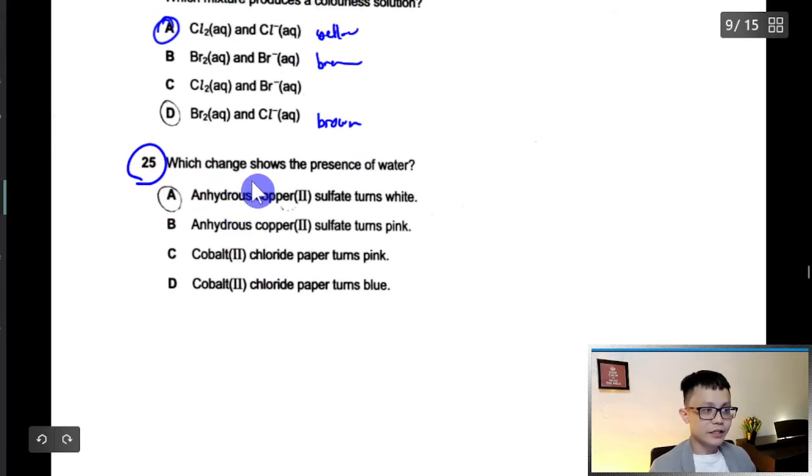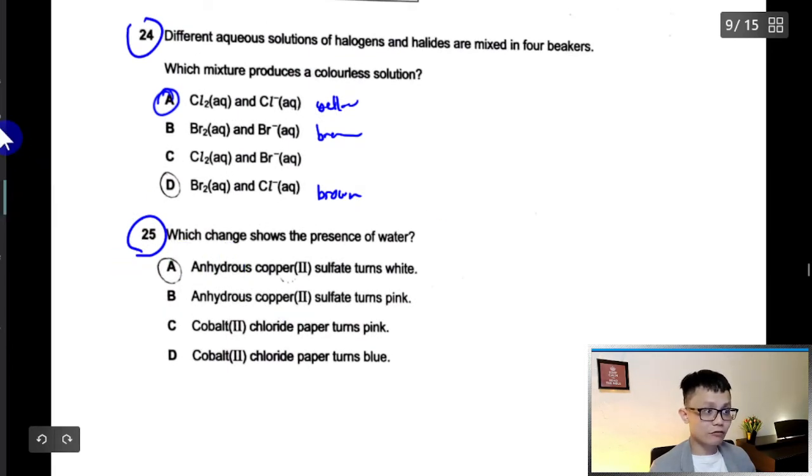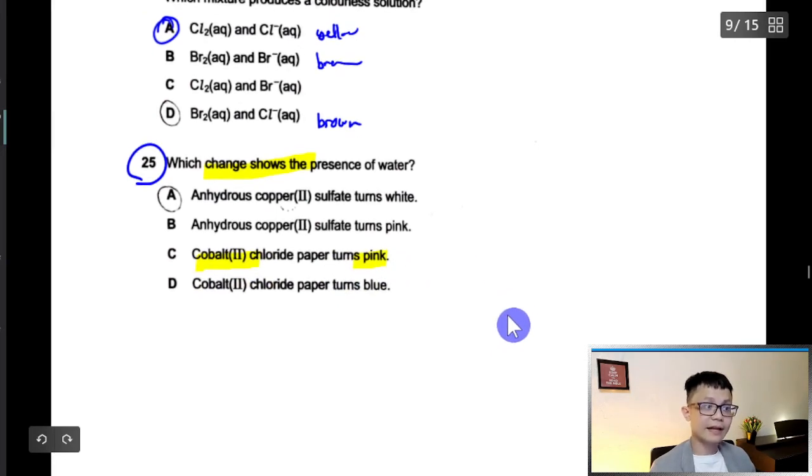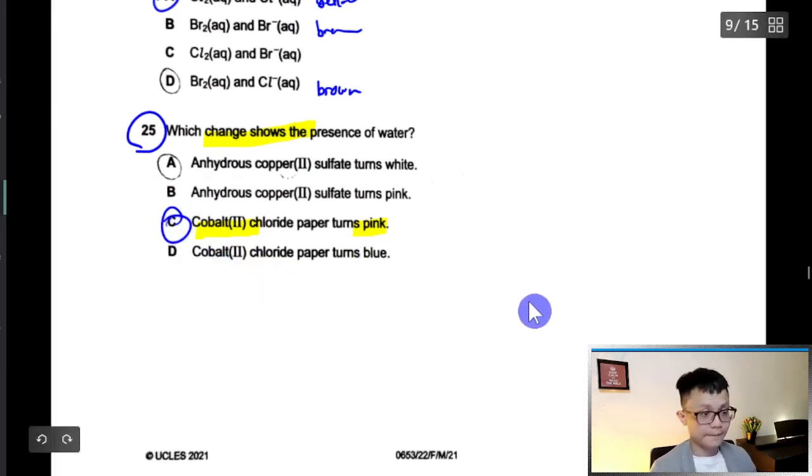Which change shows the presence of water? Okay, how to test water? You use cobalt chloride, and if the paper turns pink, then there will be water. So the answer will be C. Okay, a test for water.